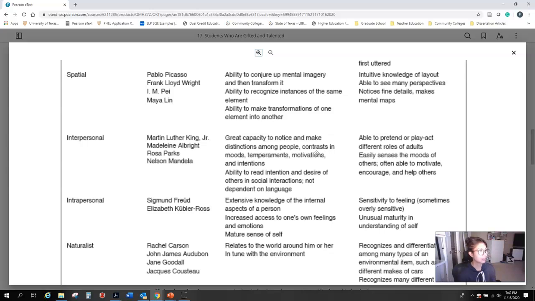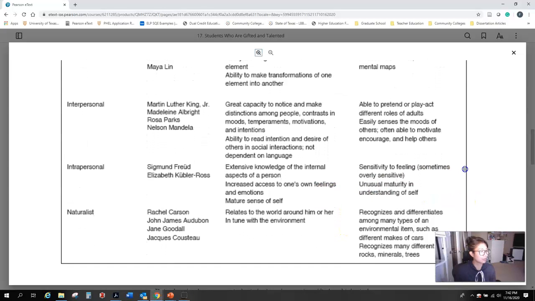Okay, interpersonal. What does this mean? They're able to pretend or play act different roles of adults, and easily sense moods. They have a high sense of emotional intelligence. And then intrapersonal is extensive knowledge of the internal aspects of the person. They have an understanding of themselves, sensitivity to feelings, things of that nature.